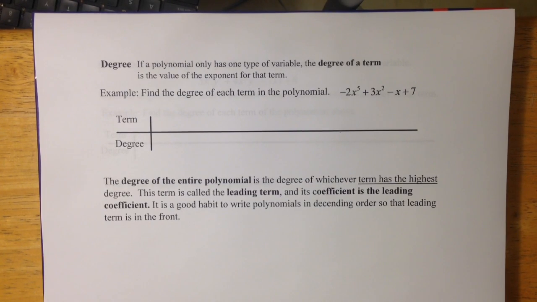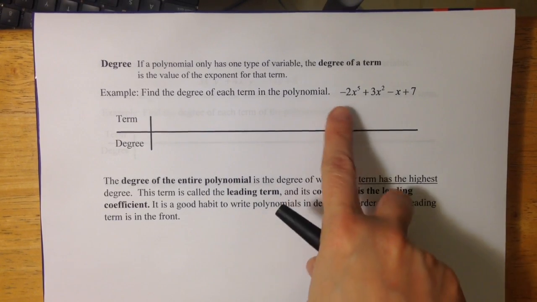Now that we've actually defined what a polynomial is, we're going to continue exploring them and learning some more vocabulary to go with them. First up is the idea of degree. If a polynomial has one type of variable, then the degree of a term is the value of the exponent for that term. So, for instance, here's a polynomial.